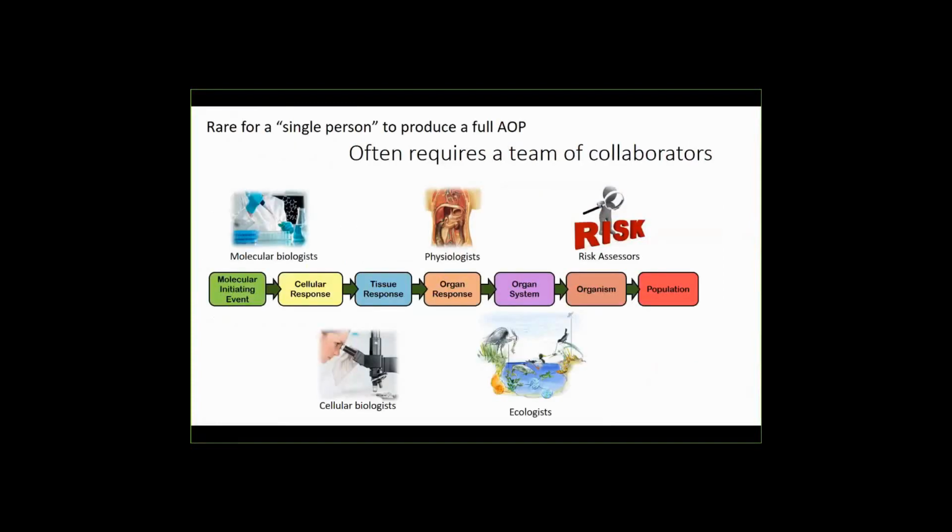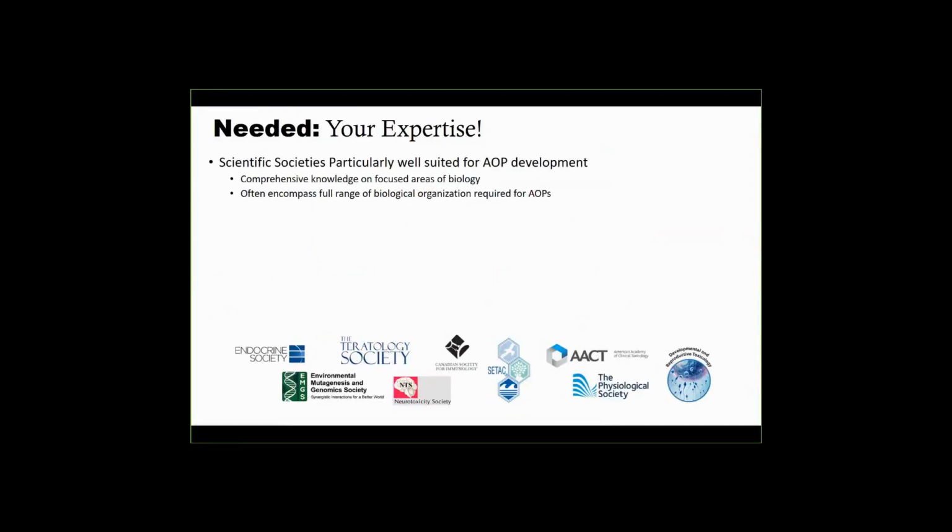So the AOP framework in general runs all the way from molecular initiating event all the way up to the organism or population level of biological organization. And it's very rare for a single person to have expertise in all of these areas of biology. So often AOPs require collaboration between large groups or teams. These teams can consist of molecular biologists, cellular biologists, physiologists, risk assessors, ecologists, epidemiologists, and so on. So it's very rare for a single person, though it can be done, but usually requires groups.